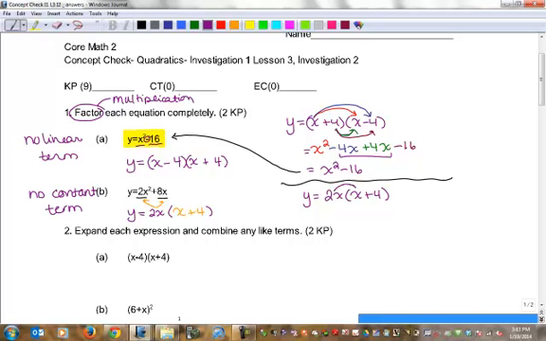So I start with 2x times x, which equals 2x squared. Then I have 2x times 4, which equals 8x. And so I noticed that it's exactly what we started with. So that's our check. And that's factoring.